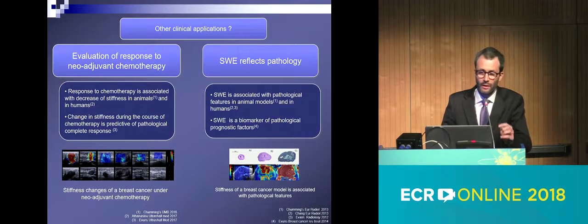So as I said before, there are other indications that are studied in literature. I'm still seeing that these applications are in the field of research. I don't think it will change your management in clinical practice, but still it's very interesting to see that shear wave elastography could be used to assess response to treatment, to neoadjuvant therapy. It has been shown in animal models. It also has been shown in humans. And there is even a recent publication showing that shear wave elastography was possibly better than MRI to assess early response to treatment during the course of neoadjuvant chemotherapy.